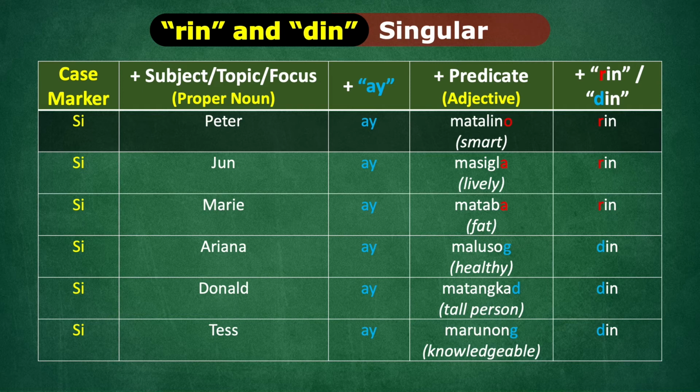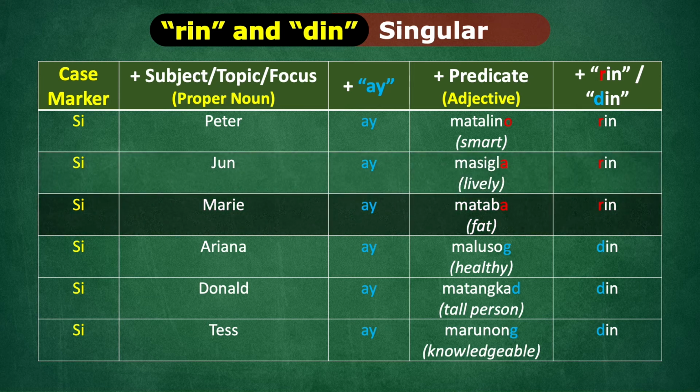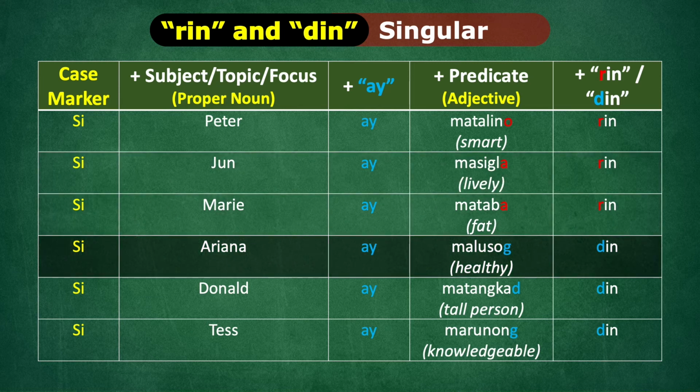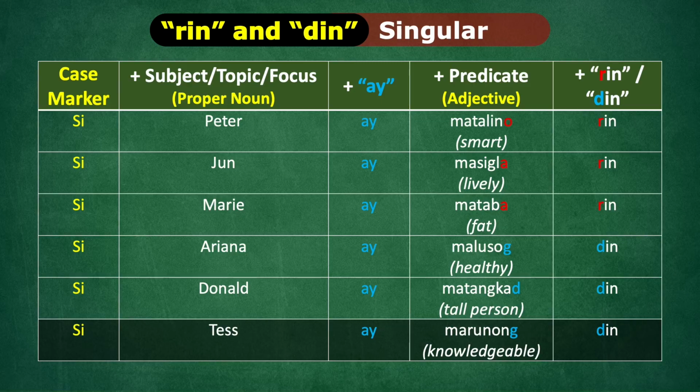I will not translate the following sentences because I am pretty sure you can already tell what they mean. Si Peter ay matalino rin. Si June ay masigla rin. Si Marie ay mataba rin. Si Ariana ay malusog din. Si Donald ay matangkad din. Si Tess ay marunong din.